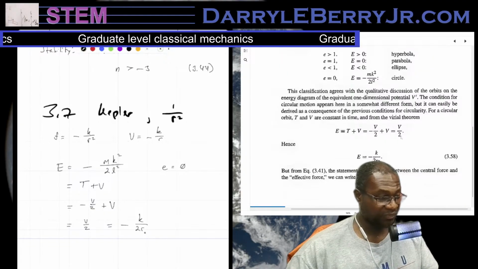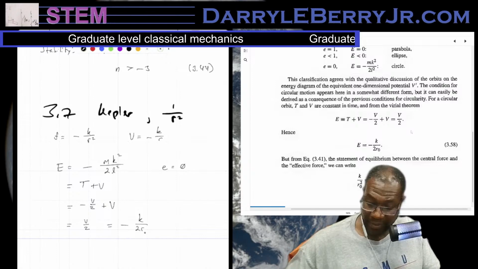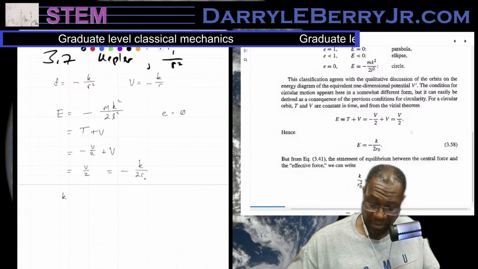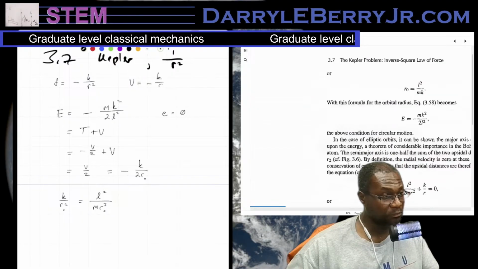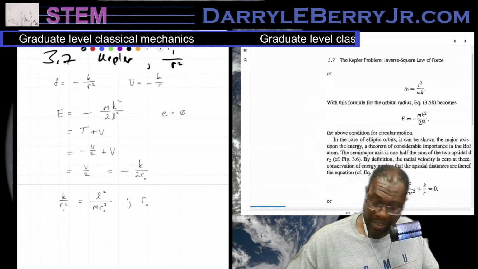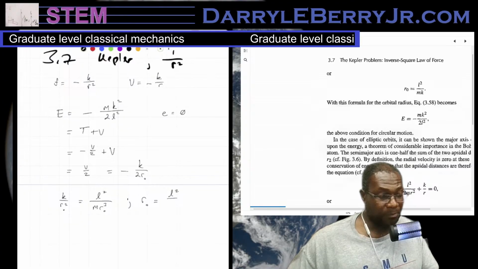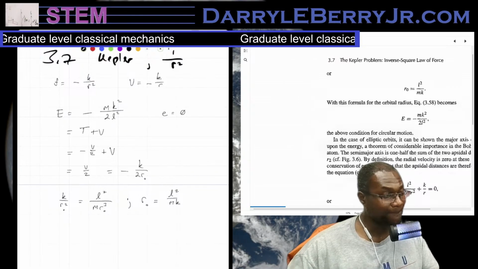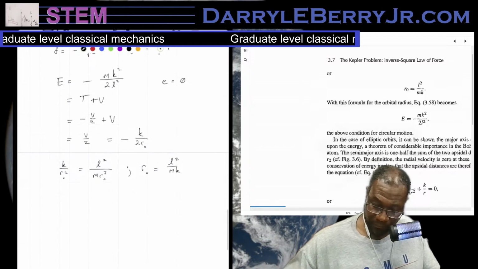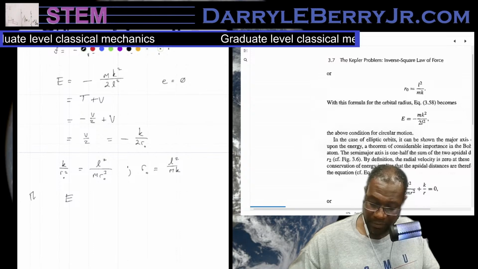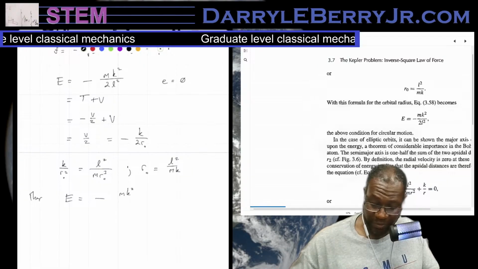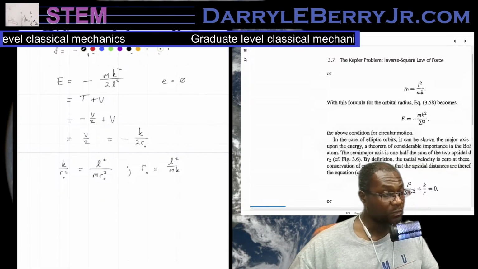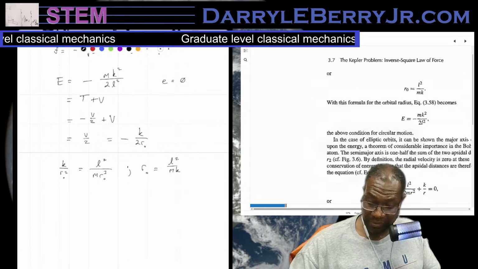From 3.41, the statement of equilibrium between the central force and the effective force, we can write k over r naught squared equals L squared over m r naught cubed, or r naught equals L squared over m k. Thus, E equals negative m k squared over 2 L squared. Also, they're just showing the derivation of that, the above condition for a circular orbit.